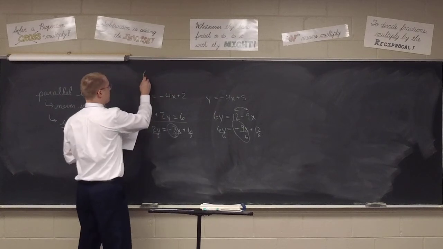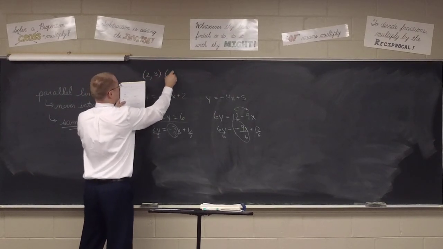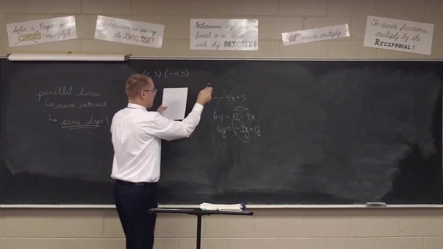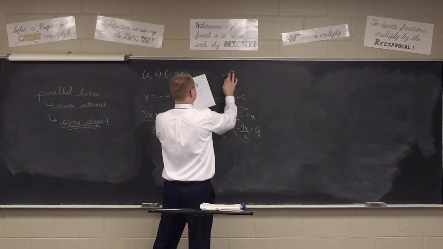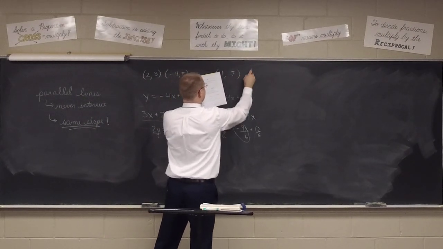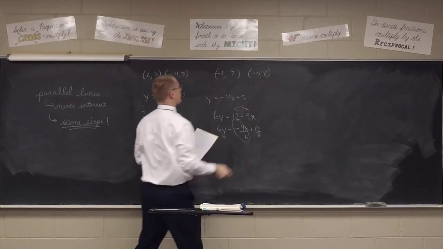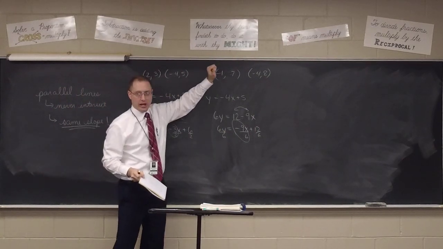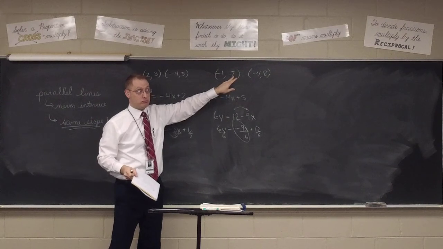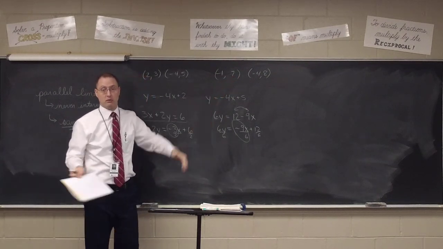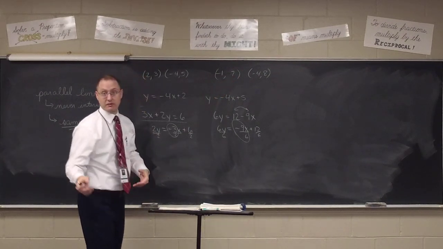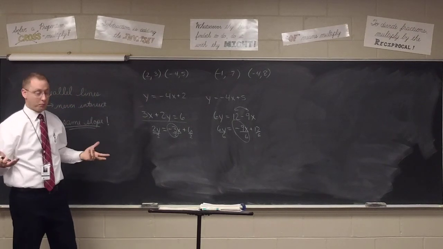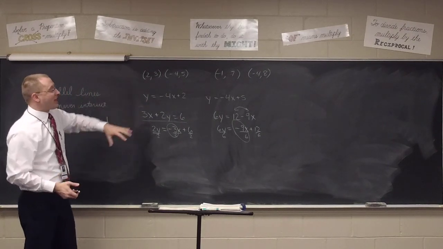What if we were told that we had a line that went through (2, 3) and (-4, 5), and we had another line that went through (-1, 7) and (-4, 8). And the question is, would the line through these points be parallel to the line through those points? Well, how would I find out? I would need to find the slope, right? I don't even necessarily need the equation. I just need the slope.